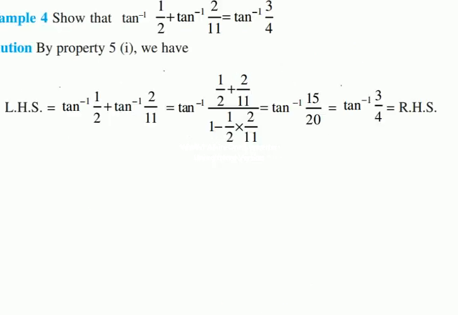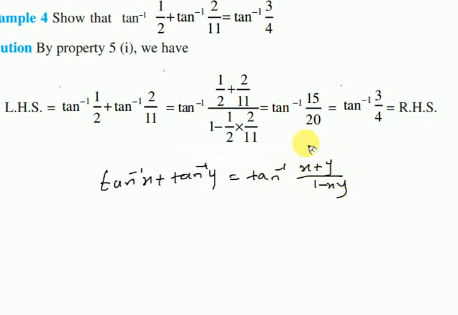So this is also one of the important problems in inverse trigonometric functions, that is, two functions in terms of tan inverse will be given, and you need to prove it as one function. So here we need to use the formula tan inverse of x plus tan inverse of y is equal to tan inverse of x plus y divided by 1 minus xy. Comparing here, we get x is equal to 1 by 2, y is equal to 2 by 11. So 1 by 2 plus 2 by 11 divided by 1 minus 1 by 2 into 2 by 11. By simplifying this one, we get tan inverse of 3 by 4.